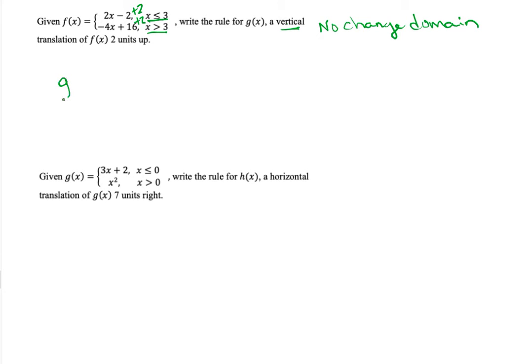So now my new piecewise function is going to be 2x minus 2 plus 2, or just 2x, and -4x plus 16 plus 2, or -4x plus 18. And x is less than or equal to 3. x is greater than 3. So those do not change. That's supposed to be a 3.